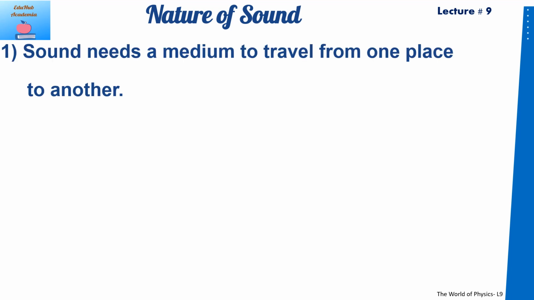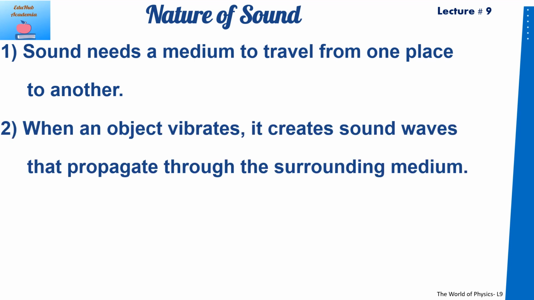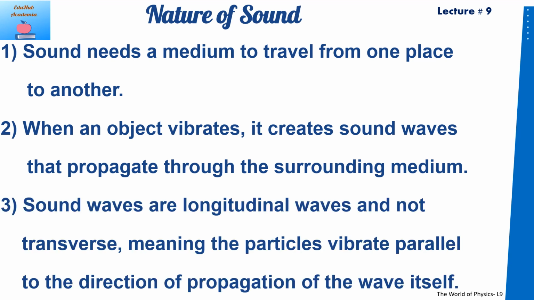What about the nature of sound? First of all, sound needs a medium to travel from one place to another, unlike light that can travel in vacuum. When an object vibrates, it creates sound waves that propagate, that travel through the surrounding medium. Sound waves are longitudinal waves and not transversal, meaning the particles vibrate in a parallel direction to the propagation of the wave itself.